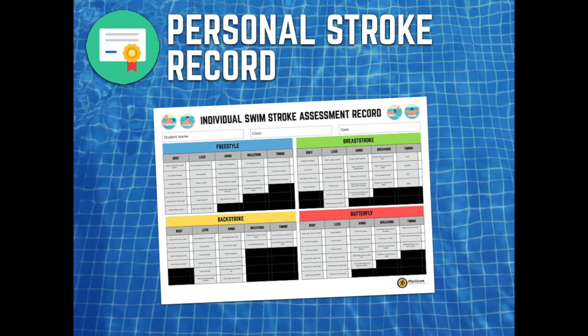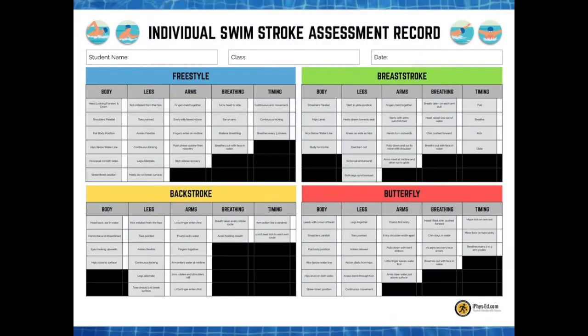All of the success criteria and essential elements from the other cards are exactly the same on this one, and there are spaces for them to be ticked, and you can give this to them as a record of their achievement within swimming for each year or each session. You can see a closer example of it there.